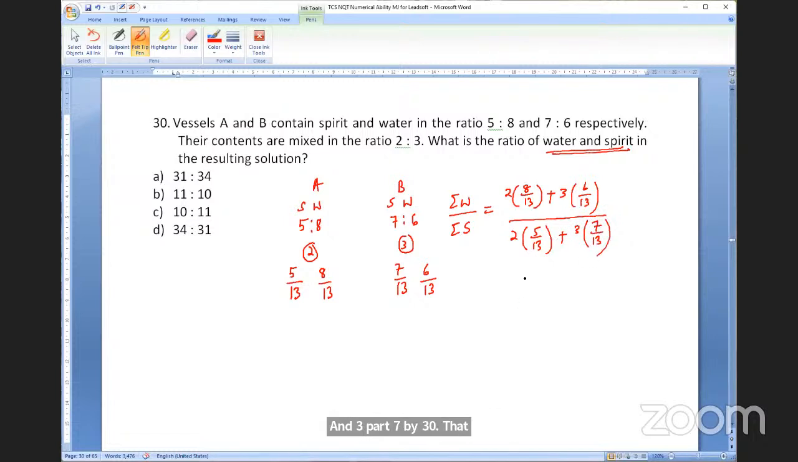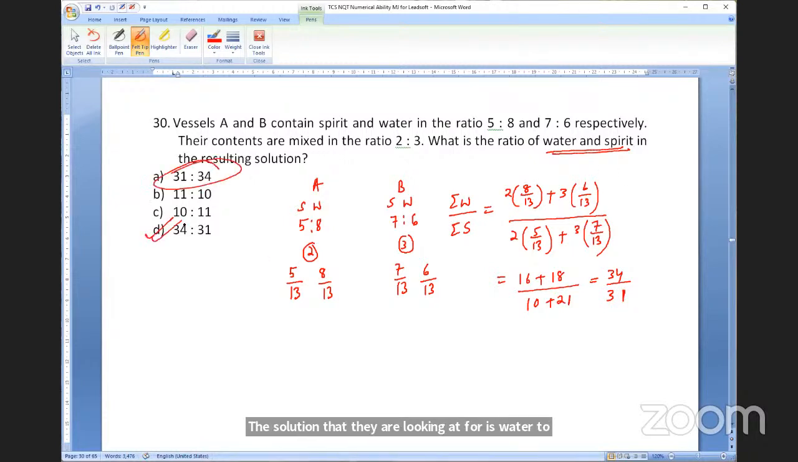That means 7 by 13 part of 3. This is what we actually mean. Since the denominator is same, you can cancel out thoroughly. So it becomes 16 plus 18 divided by 10 plus 21, 7 into 3. So 16, 32, 34 by 31. The solution that they are looking out for is water to spirit. That is 34 is to 31.